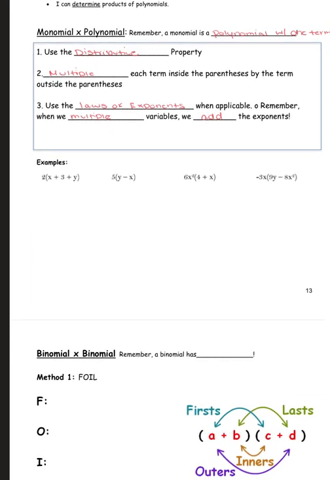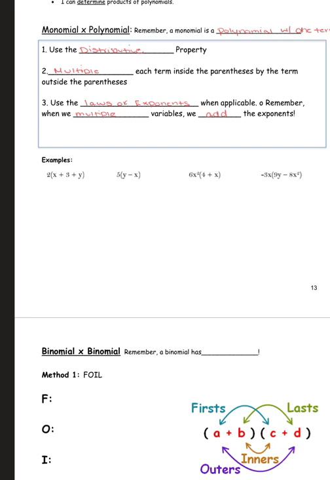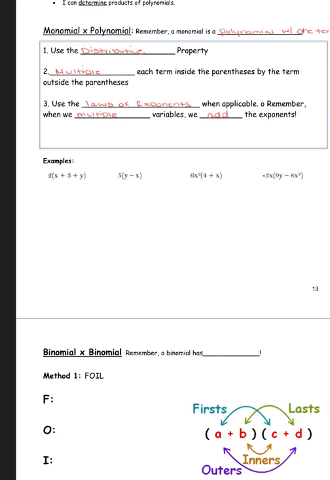All right, so taking a look at these examples, we can see that we have one term on the outside, and in the parentheses, we have a polynomial. So I'm just going to go ahead and distribute. For my first example, I get 2x plus 6 plus 2y. There's nothing more that I can do there because now I have three unlike terms, so I cannot simplify anymore. For the second one, I will get 5y minus 5x.